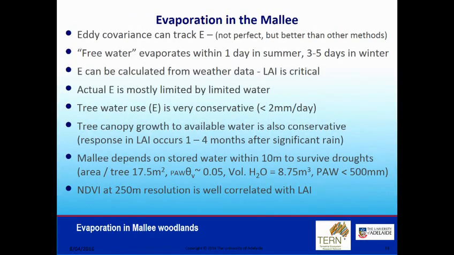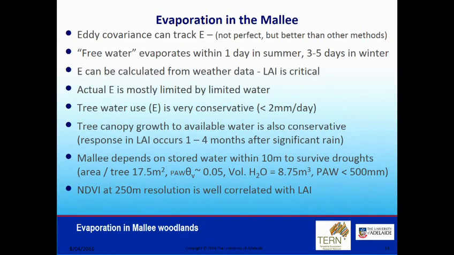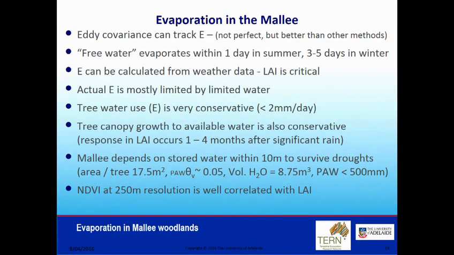So, a little summary about evaporation of the mallee. The eddy covariance can track evaporation. It's not perfect, but it's certainly better than other methods. It gives you spatial sampling. Free water evaporates very rapidly in the summer. Evaporation can be calculated from weather data, so long as you've got a very good estimate of what your leaf area index is. So it's really fundamental to get that value, both for the amount of carbon that's going to be taken up, and the amount of water that's going to be evaporated.